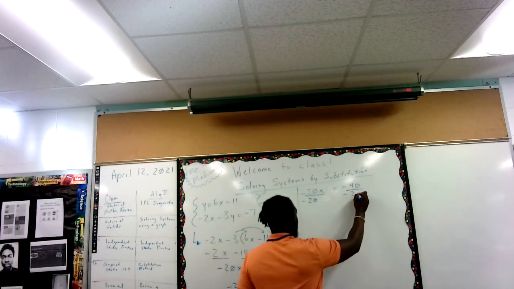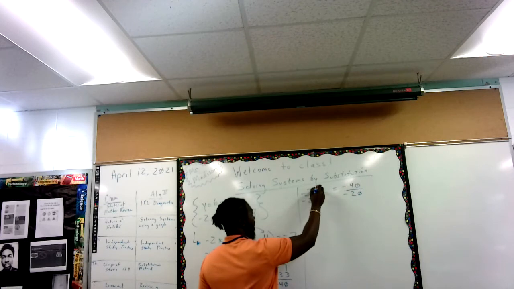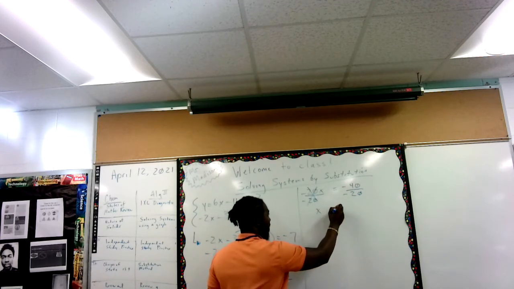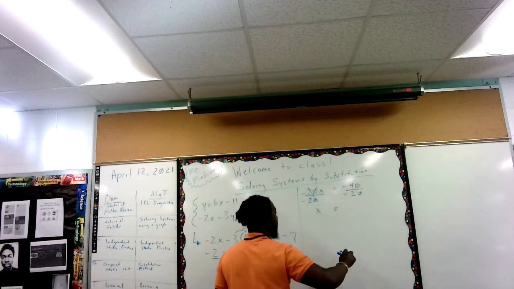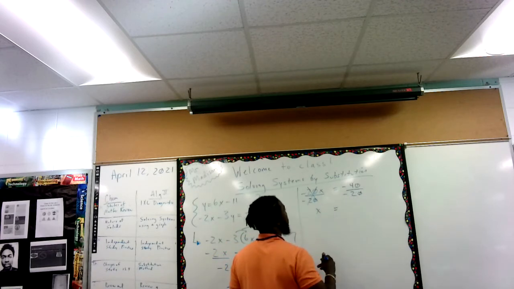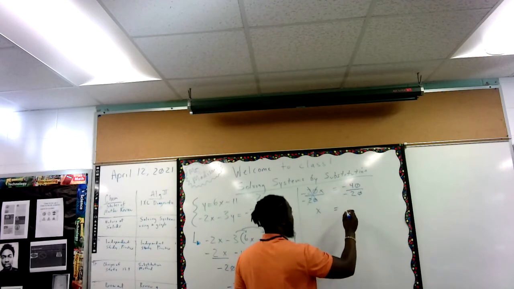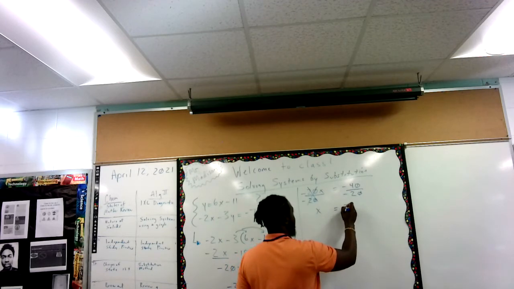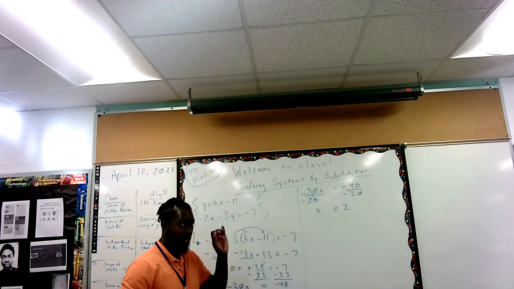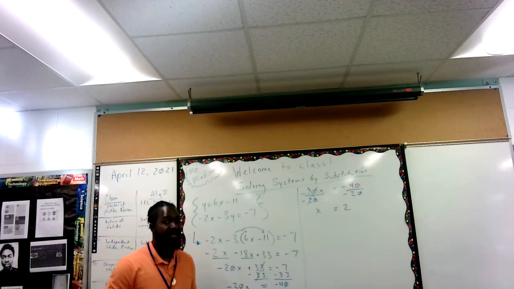Whatever you do to one side, you have to do to the other. These two cancel, leaving just x equals. When you divide these two, we can just drop the zeros, and then 4 divided by 2 is 2, right? A negative divided by a negative is a positive, right? X equals 2.